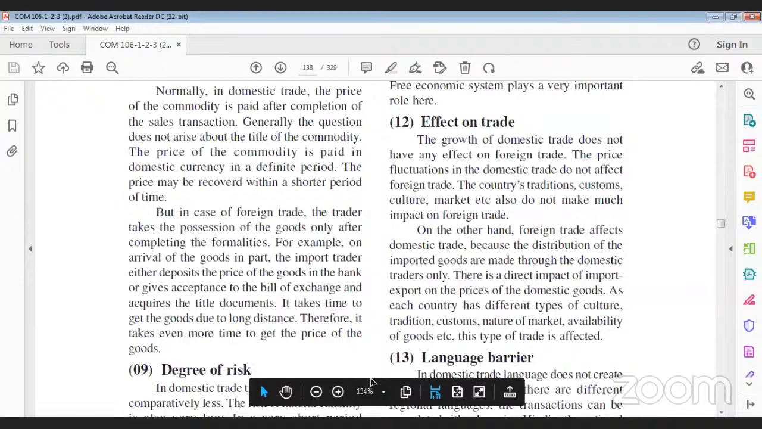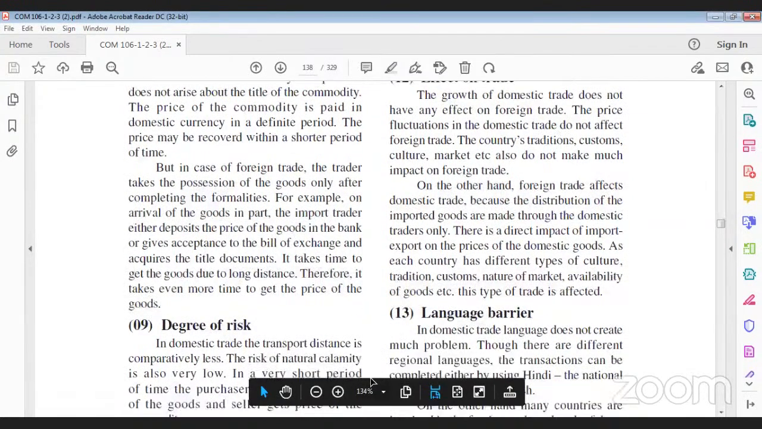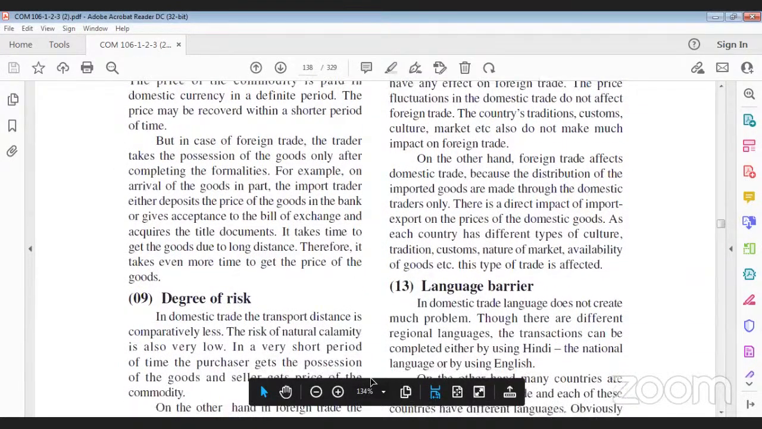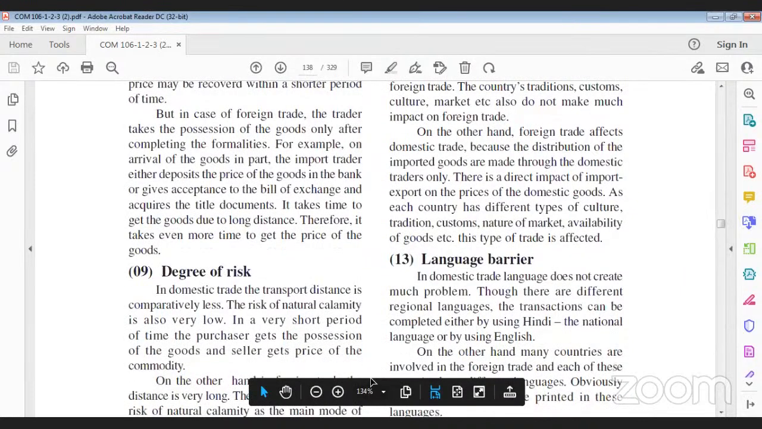It takes so much time also due to this long distance, and therefore it takes more time to get the price of the goods also. Then the ninth point of difference is that of degree of risk. In domestic trade, the transportation distance is comparatively less. The risk of natural calamity is also very low, and in a very short period the buyer gets possession of the goods and the seller gets the price of the commodities.